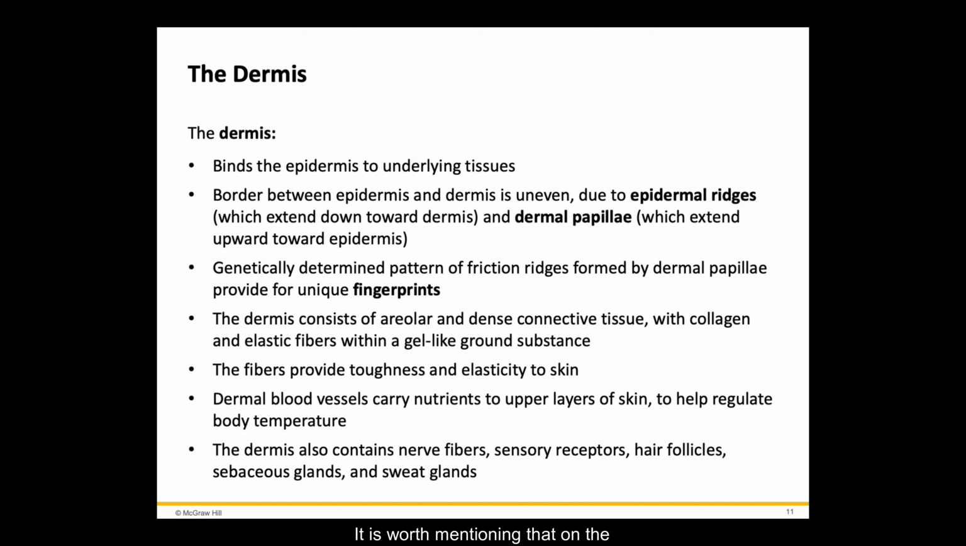It is worth mentioning that on the fingerprint, this wavy boundary produces the friction ridges, which are responsible for fingerprints. The dermis also contains blood vessels which carry nutrients for the epidermis. The dermis also contains free nerve endings and sensory receptors, also hair follicles and the sebaceous and sweat glands as well.